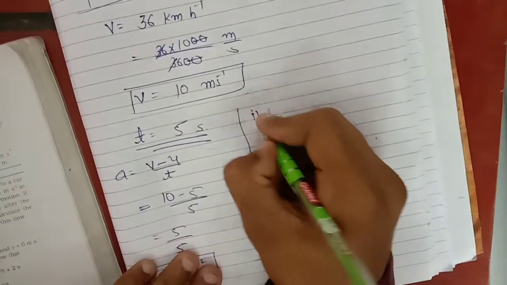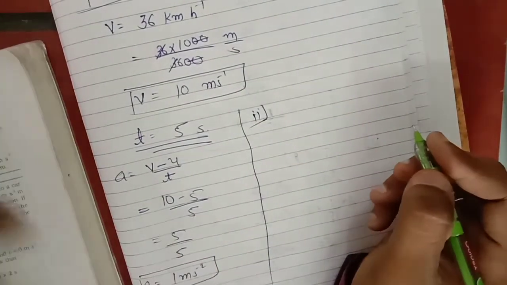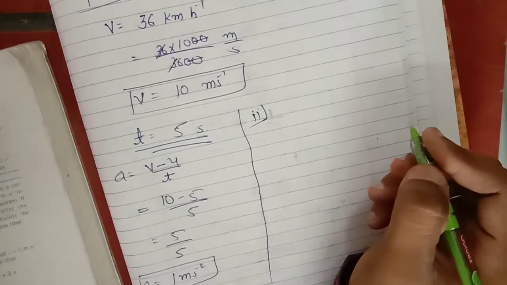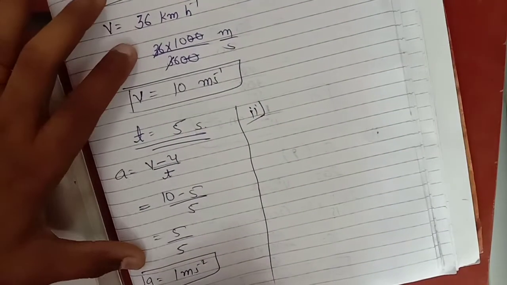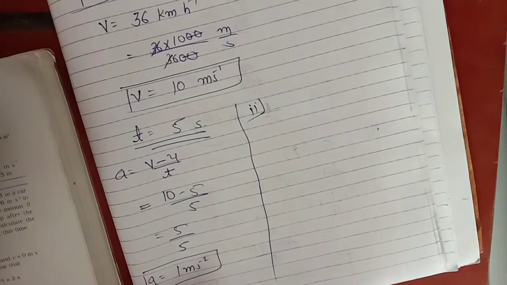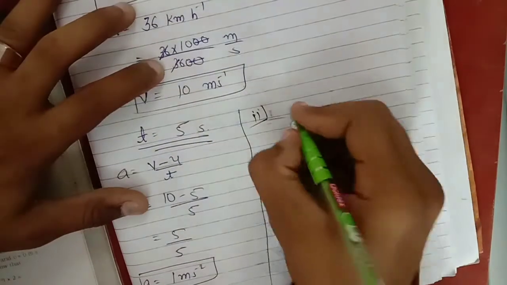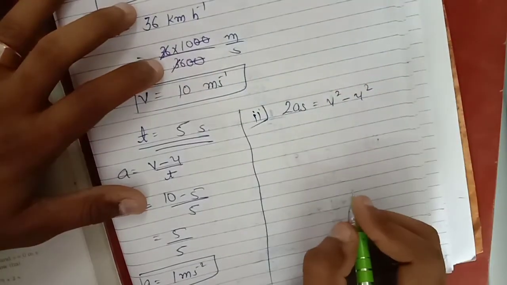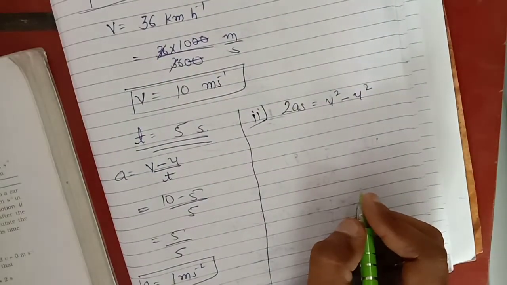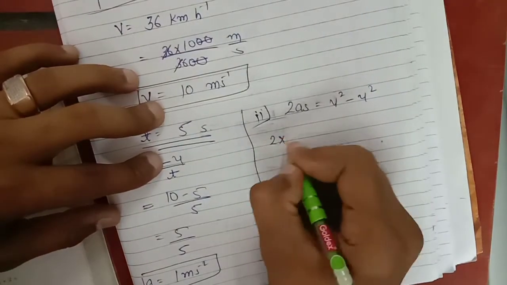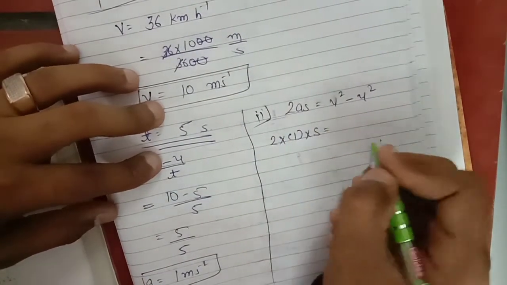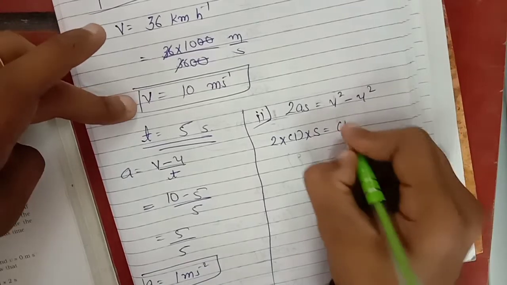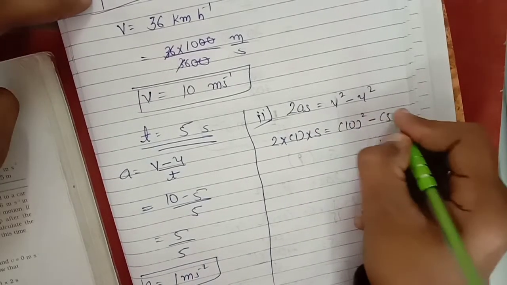Now second, what we have to find? Second, you have to find the distance. Again here you have time, acceleration, initial velocity, final velocity. So I take 2as is equal to what? v square minus u square. You have to find the distance. So 2 into 1 into s, v square means 10 square, and u square means what? 5 square.